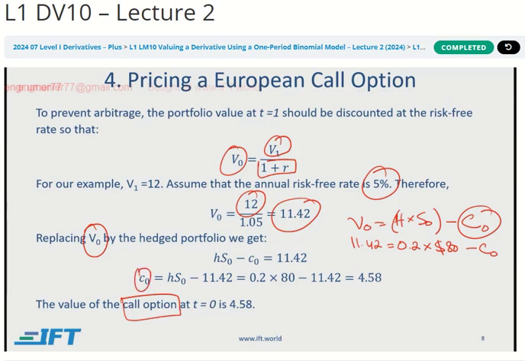So the call option value today is going to be 11.42 minus, if we bring this to this side, it will be call option value today will be 0.2 into 80 minus 11.42, right? And that is what you see over here, 0.2 into 80 minus 11.42, and it comes to 4.58, which is the value of the call option.